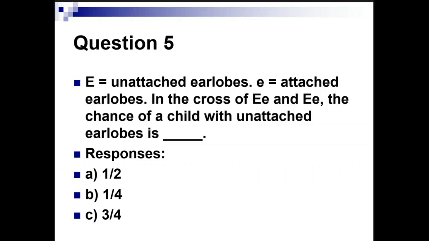In the last segment, you were given a practice problem to see if you could set up a Punnett Square in order to determine, if two parents with unattached earlobes, what are the chances of them also having a child with unattached earlobes? Let's take a look at how you would work this problem.